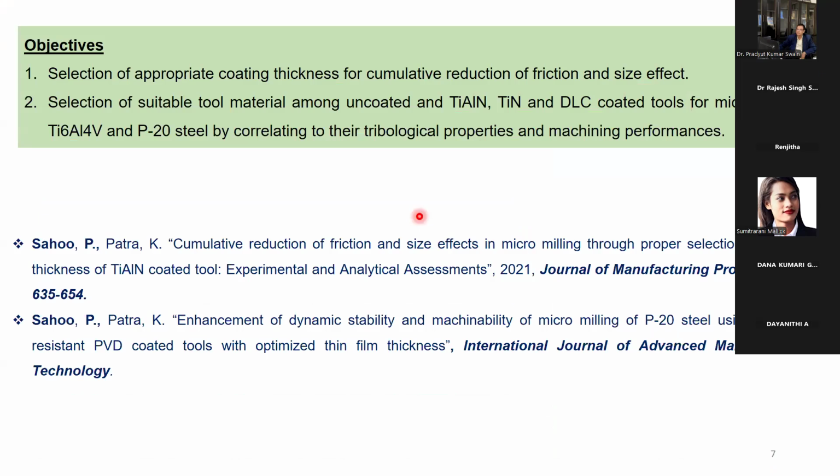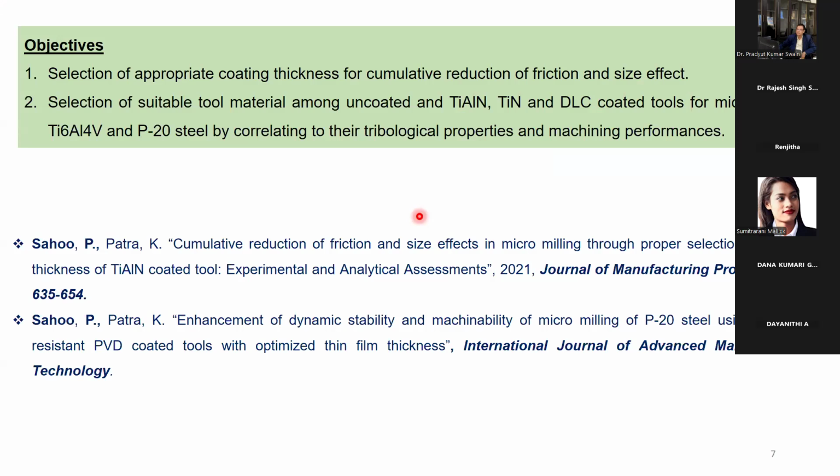So here the whole idea was to first select a particular coating thickness, because the edge radius, whatever is there, we cannot do anything about it, because that is our manufacturing constraint. But the coating thickness, somehow we can tune. If we can tune this, then obviously we can reduce the friction. That we can get, but we have to mitigate the size effect, which comes in the case of micro scale milling.